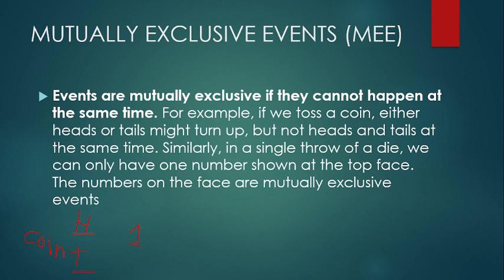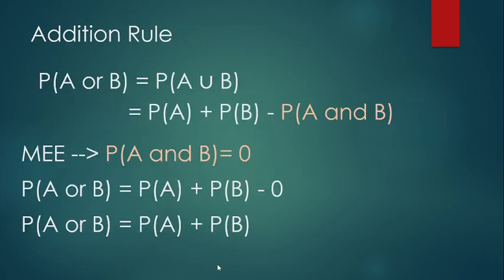Next, I would like you to instill in your mind that if the intersection doesn't have any chances, or the probability is zero, this is what we call mutually exclusive events, or let's say MEE. Again, MEE. Alright, so I want you to look at the next slide. This is what we call the addition rule.